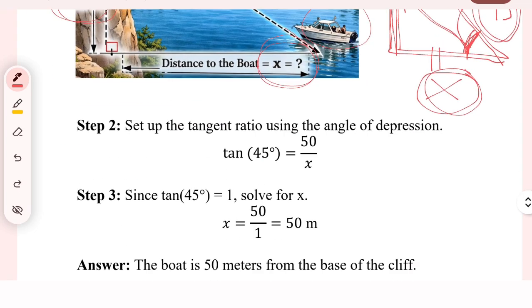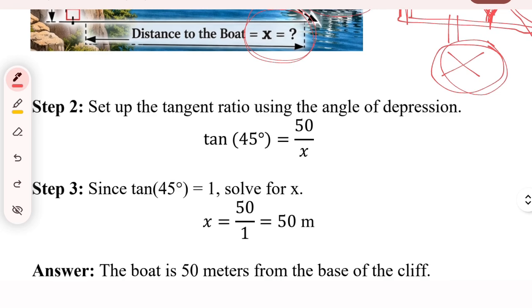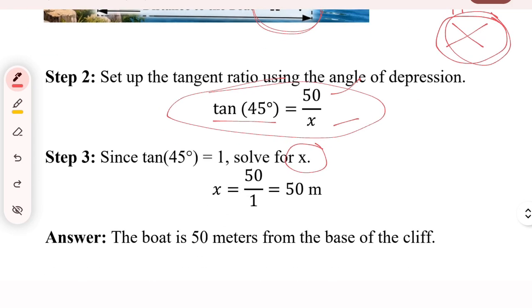So we can set up the tangent of 45 degrees. The opposite is 50. Remember TOA: tangent, opposite over adjacent. Opposite 50, adjacent is x. And what is the unknown left? It's x. We can solve for x when we take the tangent of 45 equal to 50 divided by x. And then we solve for x.